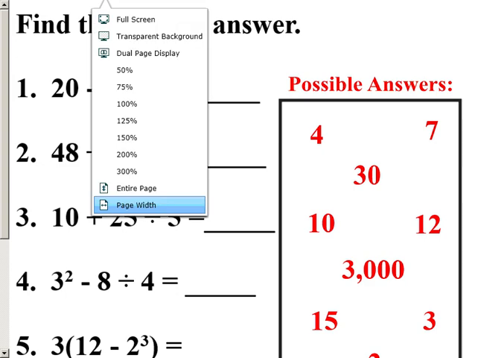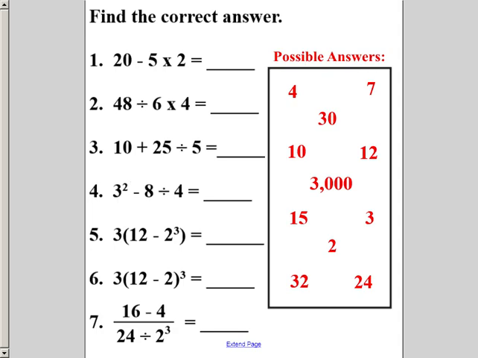Take a moment now and try these 7 problems. I've given you an answer bank. Try those 7 problems on your own. Pause while you're doing that, and then when you're ready, hit play and see if you have them correct. If you have some that you've missed, go back and look at them and see if you can figure out why you missed them.